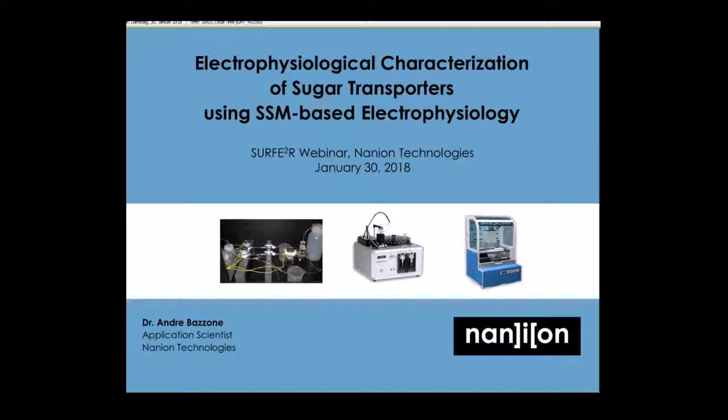Welcome together. My part focuses on the functional characterization of proton-coupled sugar transporters. The data I will present is from my PhD thesis I did in Klaus Fendler's lab at the Max Planck Institute for Biophysics in Frankfurt. And I have to point out that I used a custom-built instrument during my work.